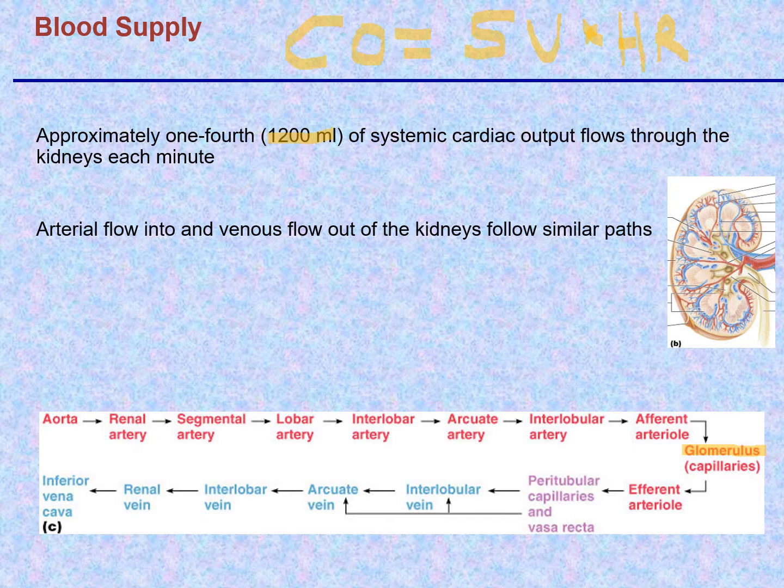There are many glomeruli in the kidneys. Blood comes in via the afferent arteriole, goes into this capillary bed called the glomerulus, then leaves the glomerulus in the efferent arteriole and forms a second capillary bed called the peritubular capillaries, and also another similar structure called the vasa recta. We'll show that in a little bit.